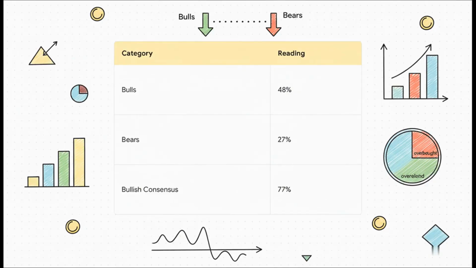And this isn't just a feeling. We can actually put numbers to this. Look at this sentiment survey. See that bullish consensus line? It's at 77%. Now, your gut might say, great, everyone's bullish. But a true contrarian looks at that and thinks, if 77% of people are already bullish, who's left to buy? That extreme optimism is a warning sign.